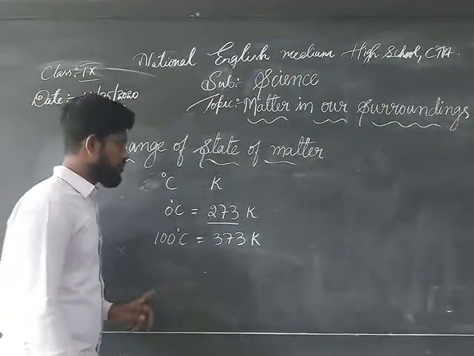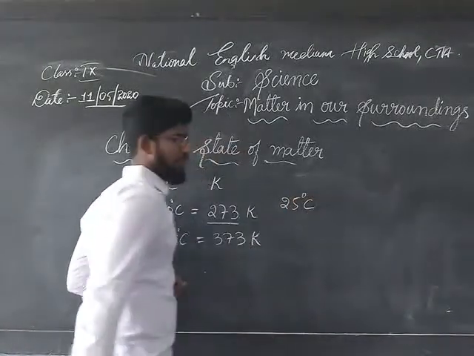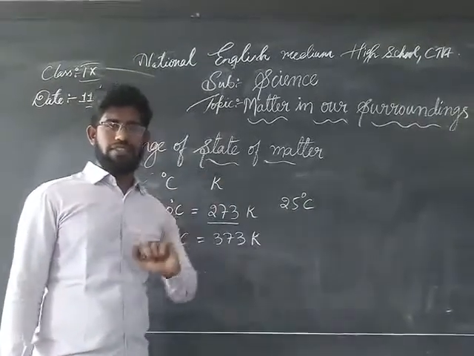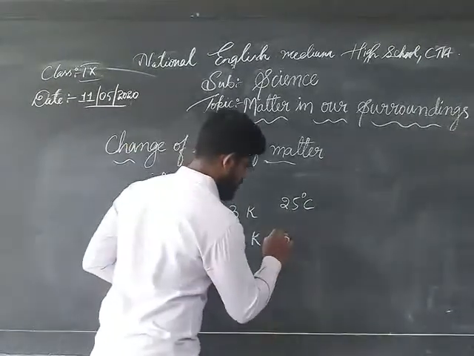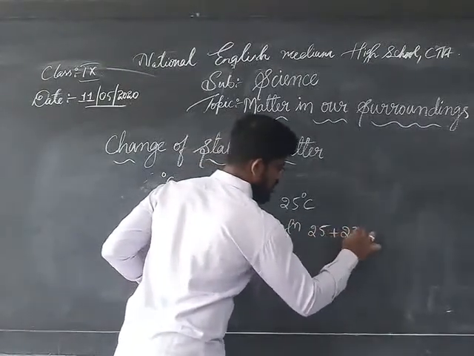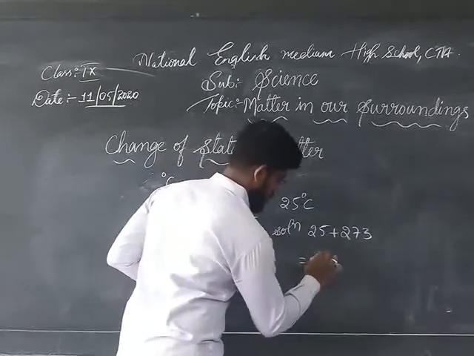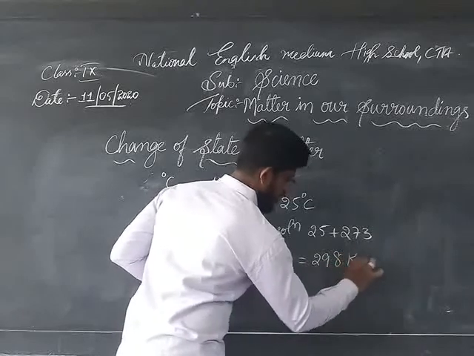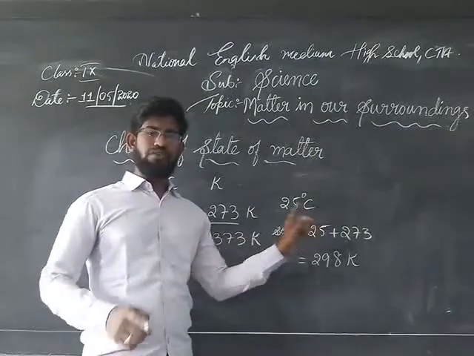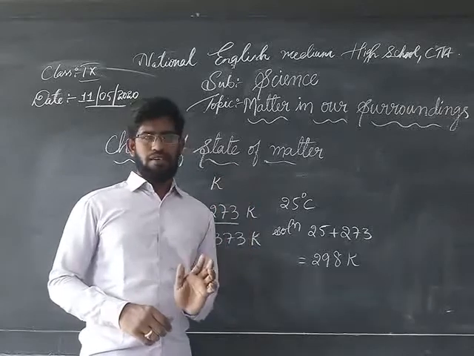Okay, let me see how. Take an example of a 25 degree Celsius temperature. We have to change this degree Celsius scale into Kelvin scale. How? 25 plus 273, which is equal to 298 Kelvin. So like that, if you want to change the degree Celsius scale into Kelvin scale, we have to add 273.